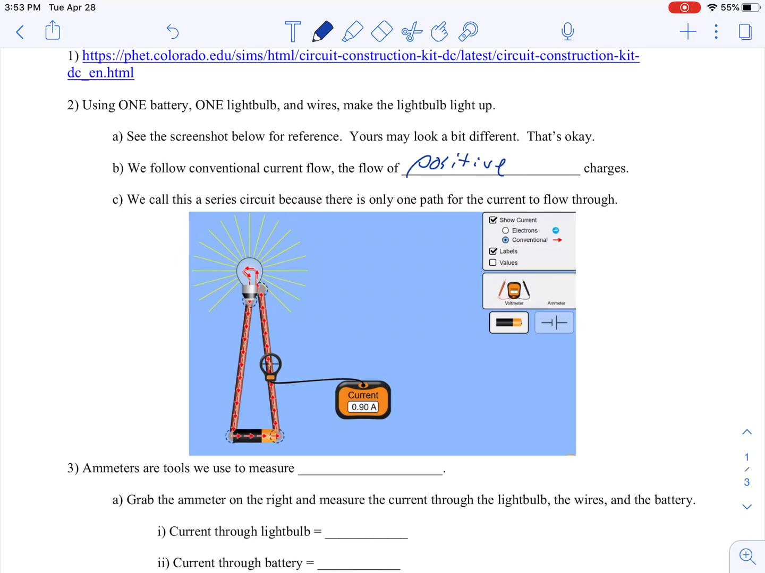Now, the circuit we just made is called a series circuit. We'll talk more about that in another class, series versus parallel circuits. But this is called a series circuit because there's only one path for the current to flow through.